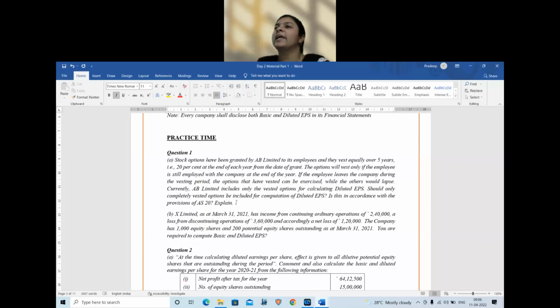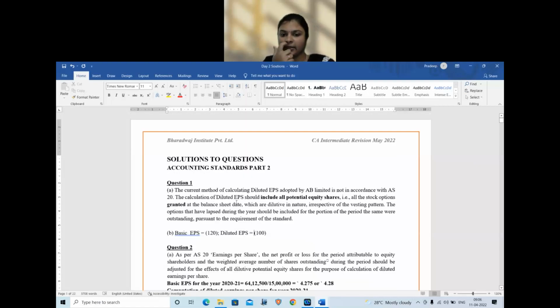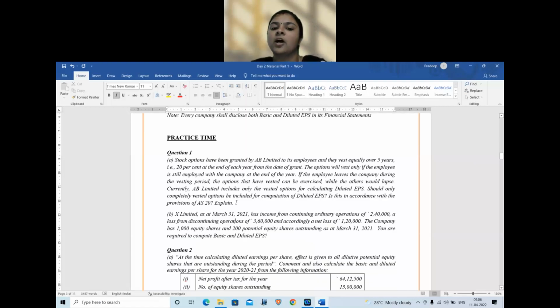Okay. So clear with the question number 1 and 2? Yes. Diluted EPS answer is 100, Jayashree. 1,20,000 loss divided by 1,200 shares. Right? So this is question from your RTP May 22.